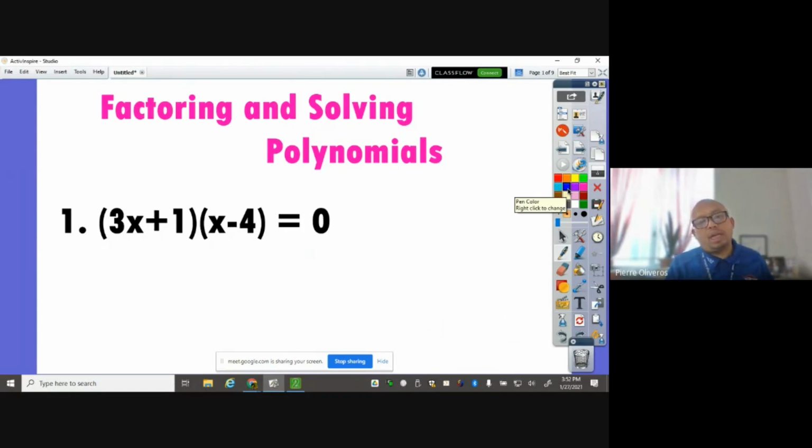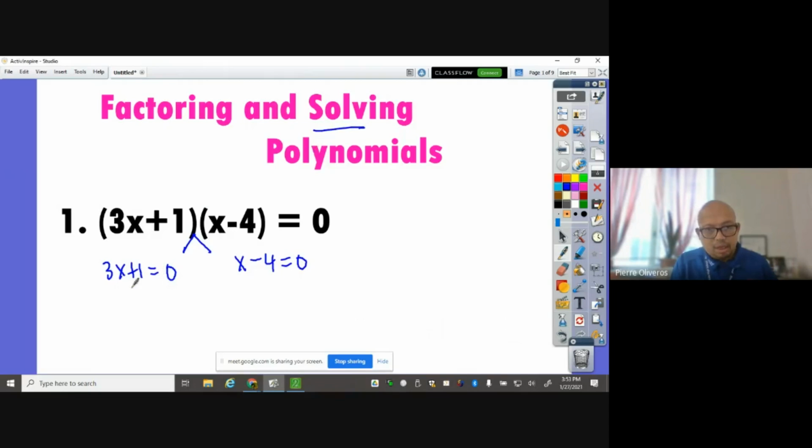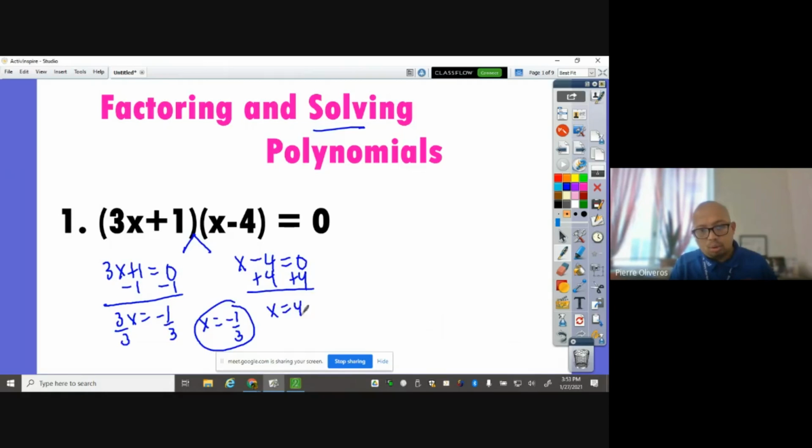So for number one, 3x plus 1 times the quantity x minus 4. These are already in factored form. So if they're in factored form, you're going to use the zero factor property by splitting them into 3x plus 1 and setting them equal to 0. X minus 4 is equal to 0. Again, you're going to solve for the x here. Minus 1, minus 1. 3x equals negative 1. Divide by 3, divide by 3. So therefore, x is equal to negative 1/3. And here you're going to add 4, add 4, x equal to 4. So therefore, the answers are negative 1/3 and 4.